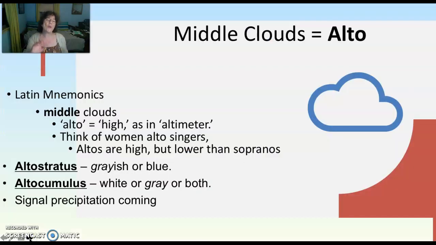And then we can talk about middle clouds, alto clouds. A mnemonic for that is to remember that alto singers have a middle of the road voice. They're not sopranos. They're not very low. They're in the middle. I'm an alto. So those alto clouds are in the middle of the atmosphere. They generally have a grayish tone to them. They can be grayish with a little bit more blue. They can be grayish with a little bit more white, but you'll see the gray there. They signal that precipitation is coming in about 1 to 2 days. So first you have the cirrus clouds, 3 days out, then the clouds will drop to about 2 days out, and finally we'll get to the lower clouds in a few minutes.